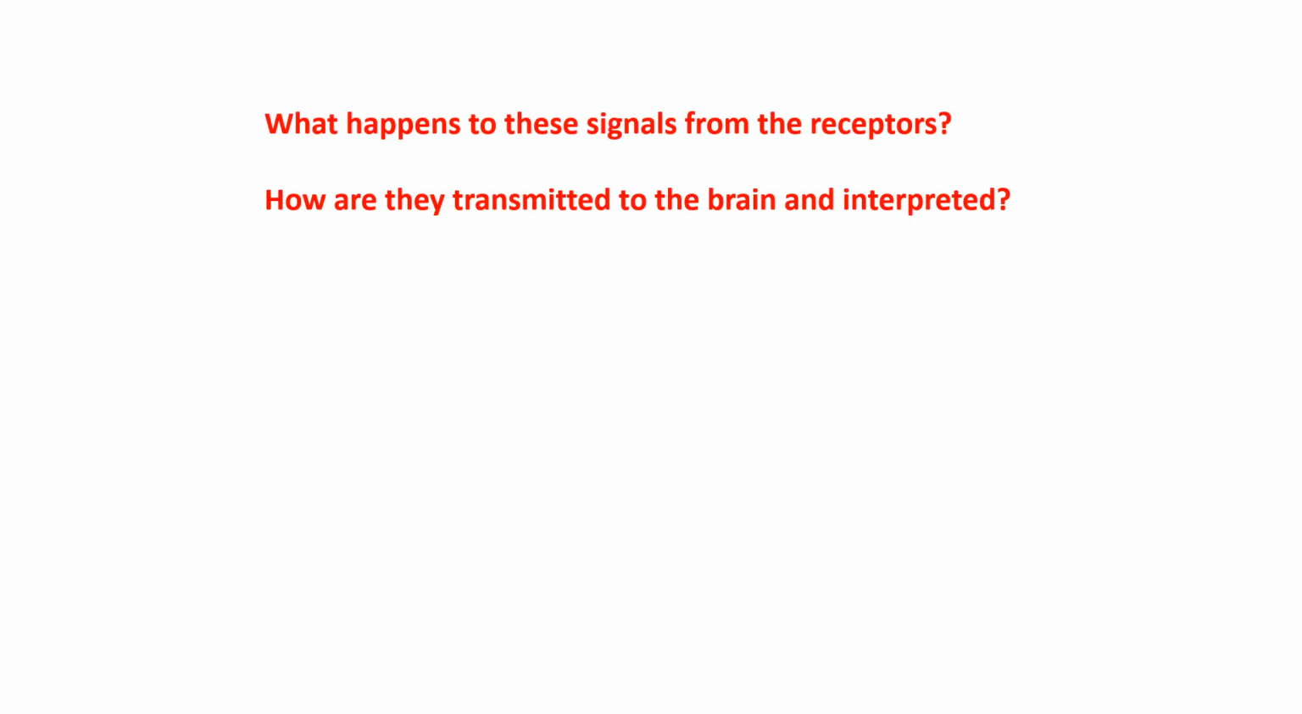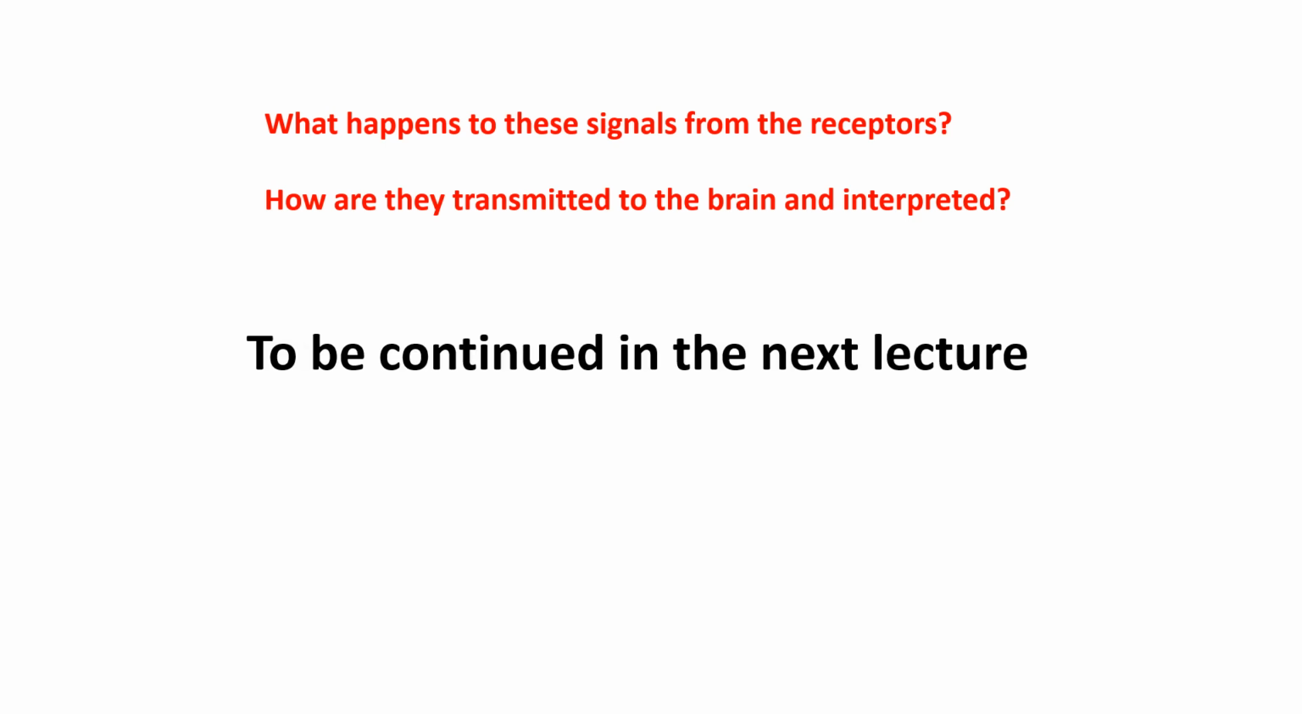So the next question will be, what happens to these signals from the receptors? Receptors have generated the signals. What happens to them? How are they transmitted to the brain and interpreted? And this will be continued in the next lecture.